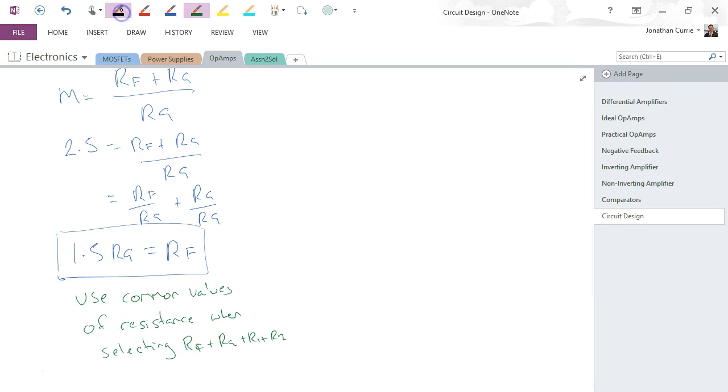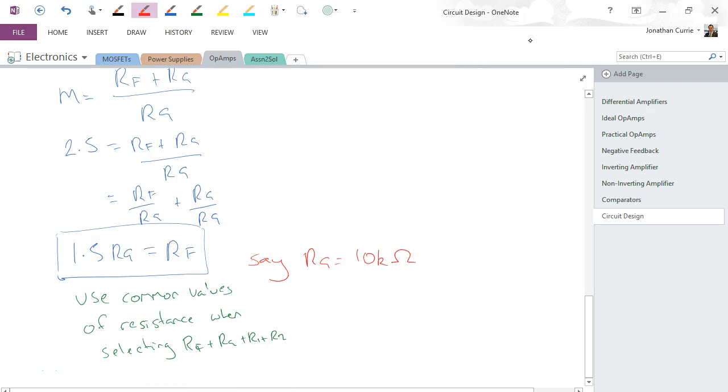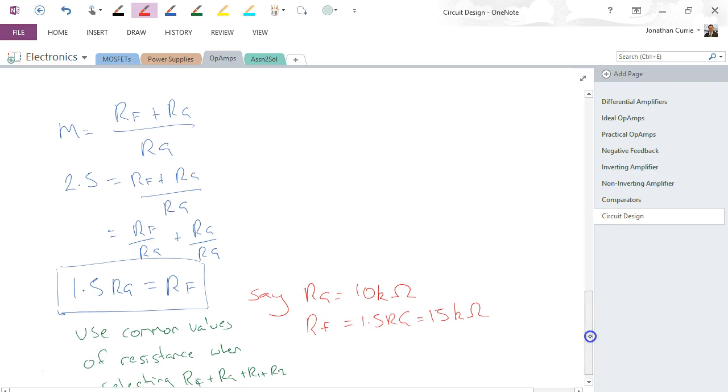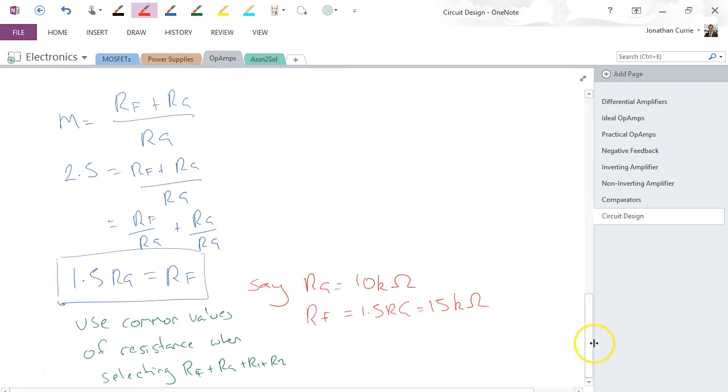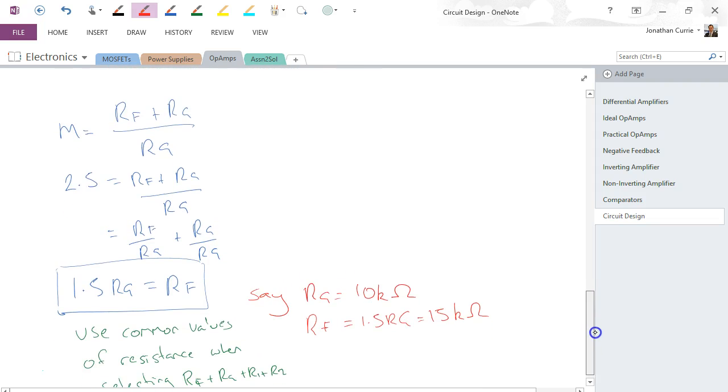Right, so in this case, I'm going to say RG is equal to 10k ohms. Okay, reasonably large value. Remember that the assumption that we were making says that RG is going to be fairly big, so 10k, maybe 100k would be alright as well. And RF is equal to, therefore, 1.5 RG, which is equal to 15k ohms. Right, and both of those are fairly common values that we could buy. So those are realistic, not going to have lots of current flow, and I think they're reasonable values that we could choose. Right, so that's RF and RG solved for.